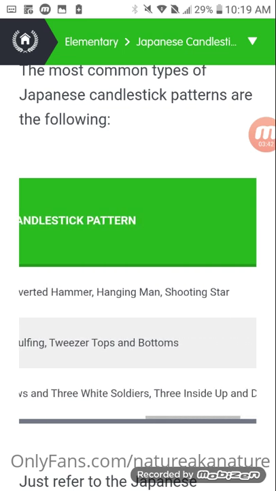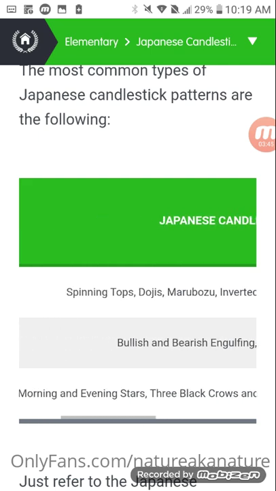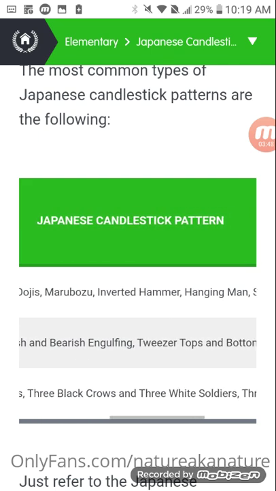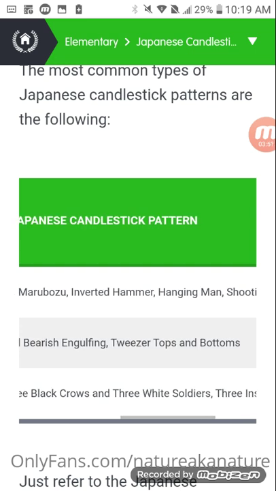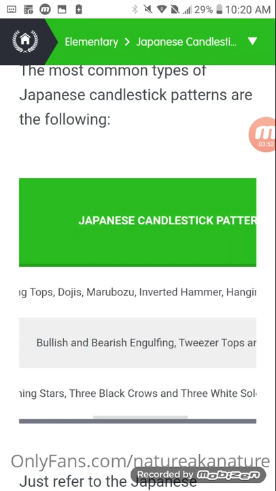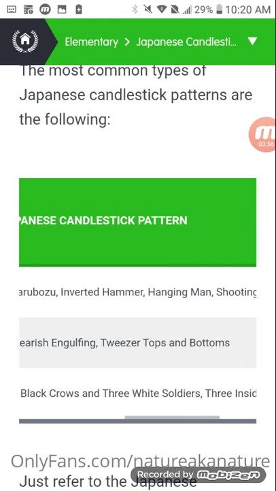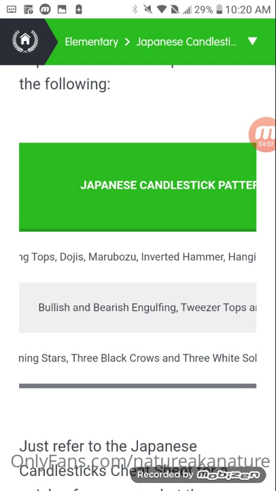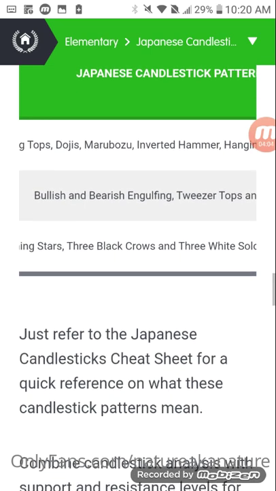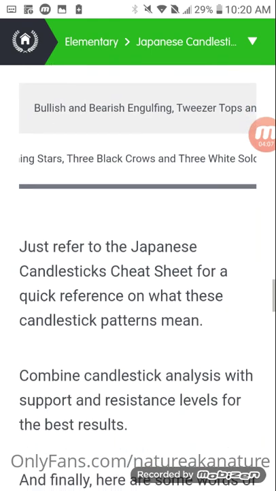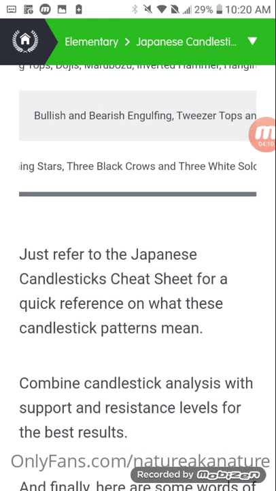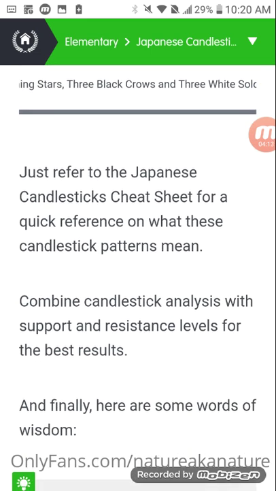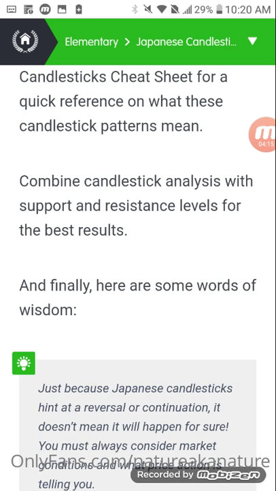Three white soldiers, three inside up, three inside down, three black crows, evening star, morning star, bullish and bearish engulfing, tweezer top, tweezer bottom, spinning top, doji, marubozo, inverted hammer, hanging man, shooting star. These are the most common ones you're going to see, and we've gone over all of them already. So just refer to your Japanese candlestick cheat sheets for a quick reference on what these patterns mean. If you need help, go back and look at the videos. Combine these candlestick analyses with support and resistance levels for the best results.